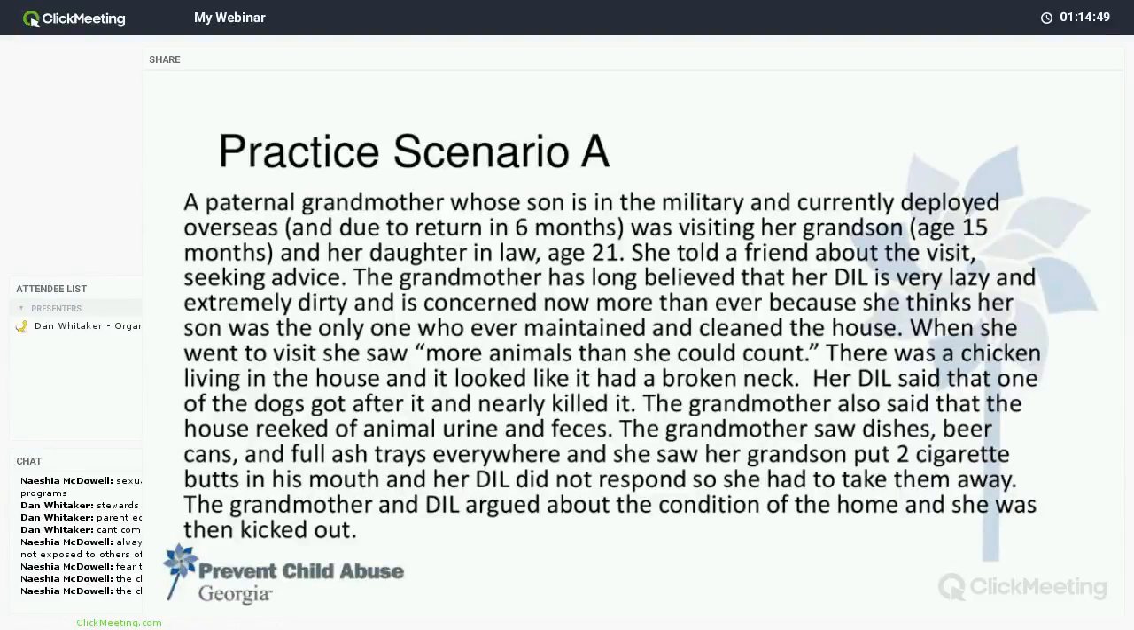So the dad is away for 6 months. But what if the dad is coming back in 2 months? Do we still make that report, or do we provide other services? What if there are no animals in the house, but we just see some ashtrays full of things? I think this scenario is good because you can take in or out a lot of different situations and then see where the case goes from there. And the complexity of it makes it a little bit more real life.